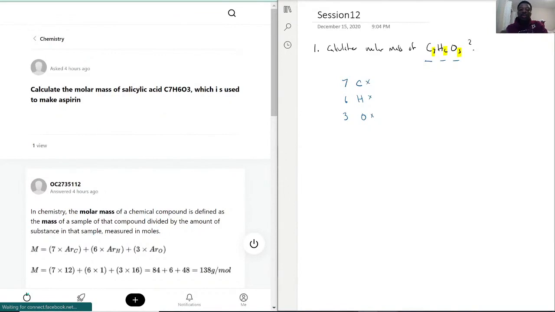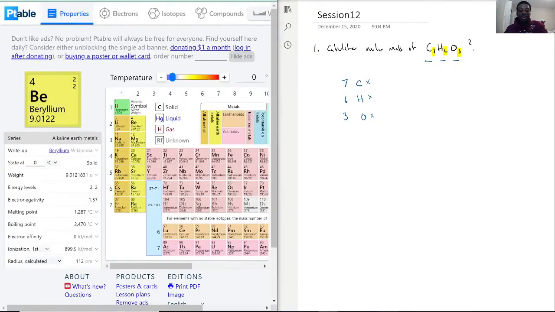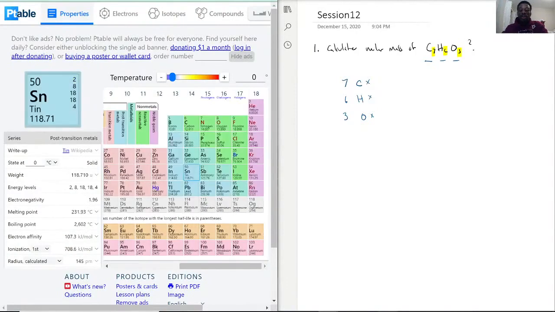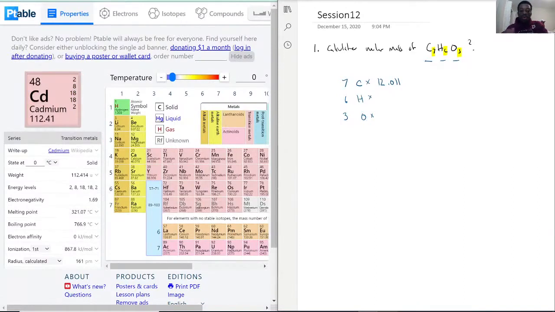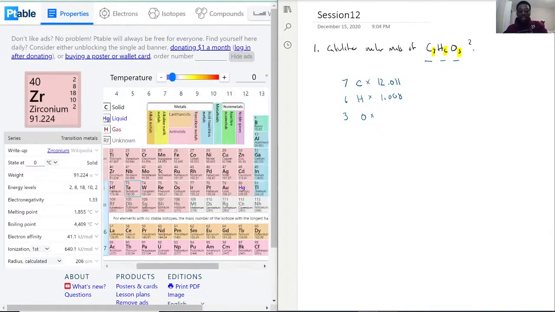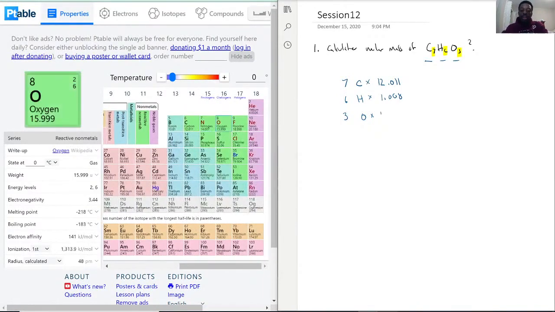I'm going to multiply each of them by their atomic mass units represented on the periodic table. So with that being said, for the carbon, we have 12.011. Okay? And for the hydrogen, we're given 1.008. And as a last one, oxygen, we're given 15.999. So now, let's multiply using our calculator to find each one.